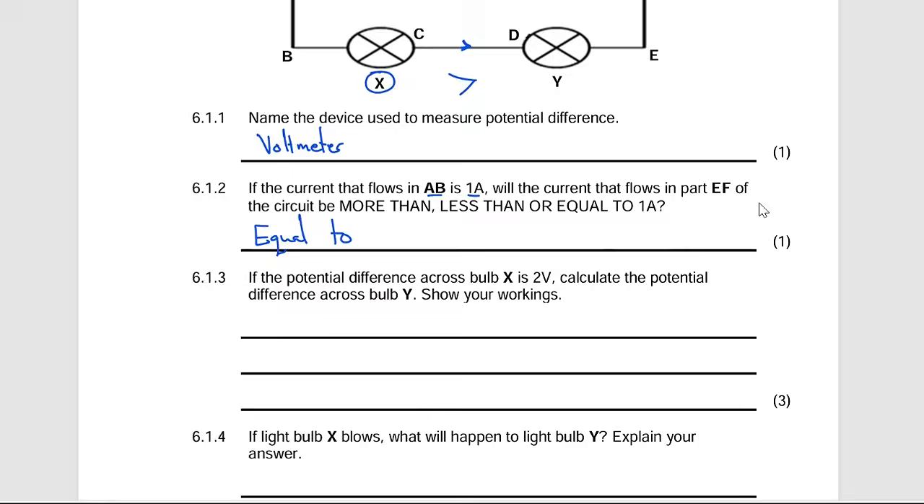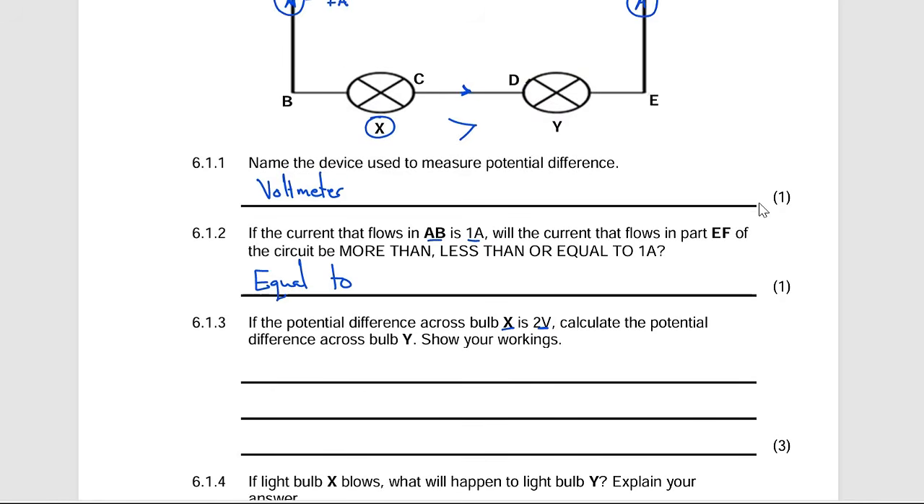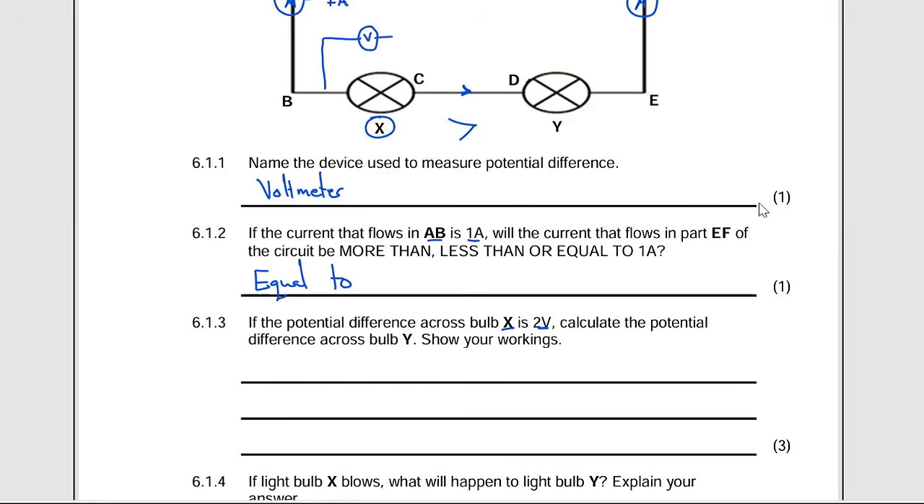The same throughout, okay? Then 6.1.3 says, if the potential difference, which is your voltage, across bulb X is 2 volts, right? So here, across X, I can put my voltmeter like that. Remember, our voltmeter is connected across. So it's going to be there, and we're told it reads a voltage of 2 volts. So I'm going to put something like that and say this is 2 volts, right? So calculate the potential difference across bulb Y.